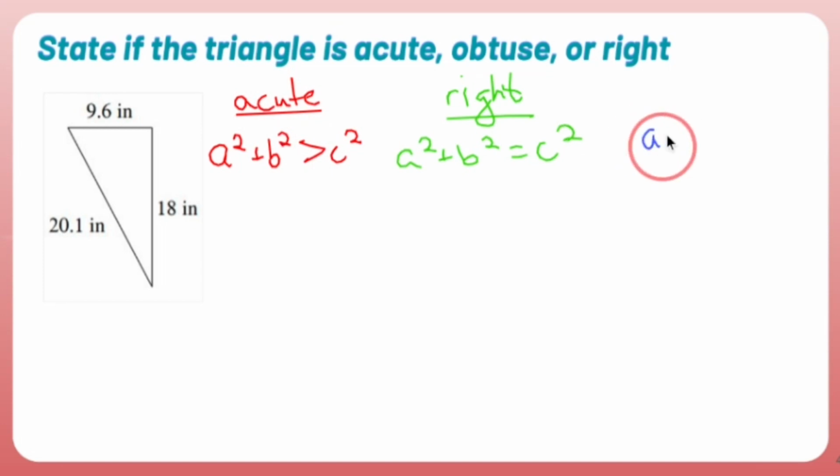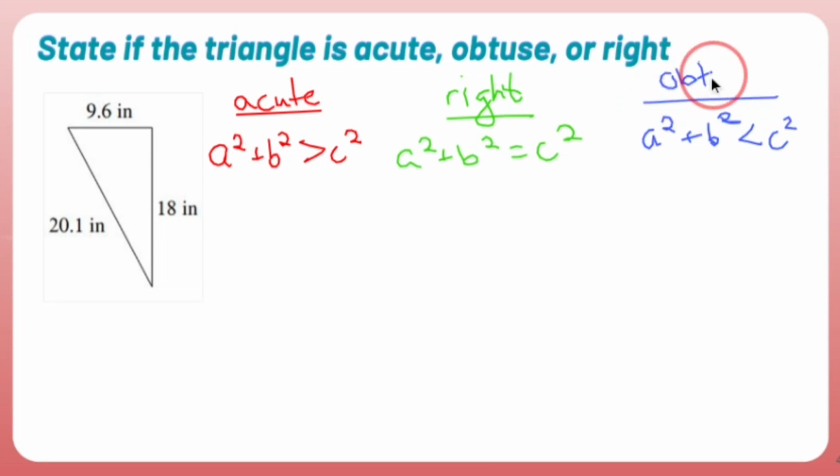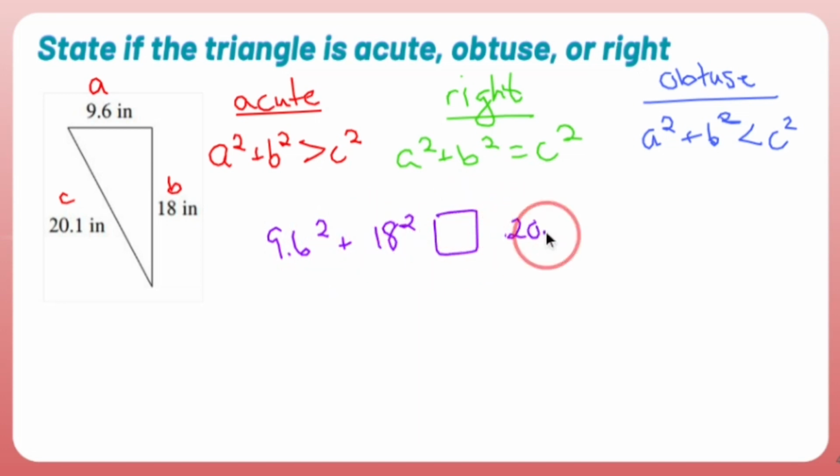Similarly, if I were to take the smaller sides and square them and add them together, and the sum of those is smaller than c squared, you have yourself an obtuse triangle. So I have to look at these, and I'm going to say that you're my A and you're my B. And if you're like, whoa, how did you figure that out? A and B doesn't matter as long as you call the longest side C. So I'm going to say 9.6 squared plus 18 squared is, I don't know, 20.1 squared.